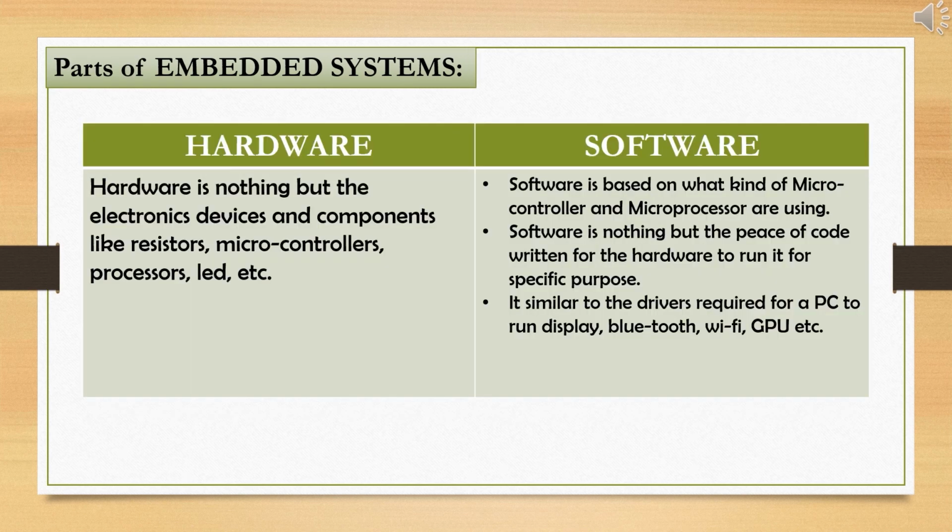Parts of an embedded system. We already know that an embedded system is a combination of hardware and software which makes a device consisting of a brain. The brain is nothing but the microcontroller or microprocessor we are using. Software is based on what kind of microcontroller and microprocessor we are using. Software is nothing but a piece of code written for the hardware to run for a specific purpose. It is similar to the drivers required for a PC to run display, Bluetooth, Wi-Fi, GPU, etc.